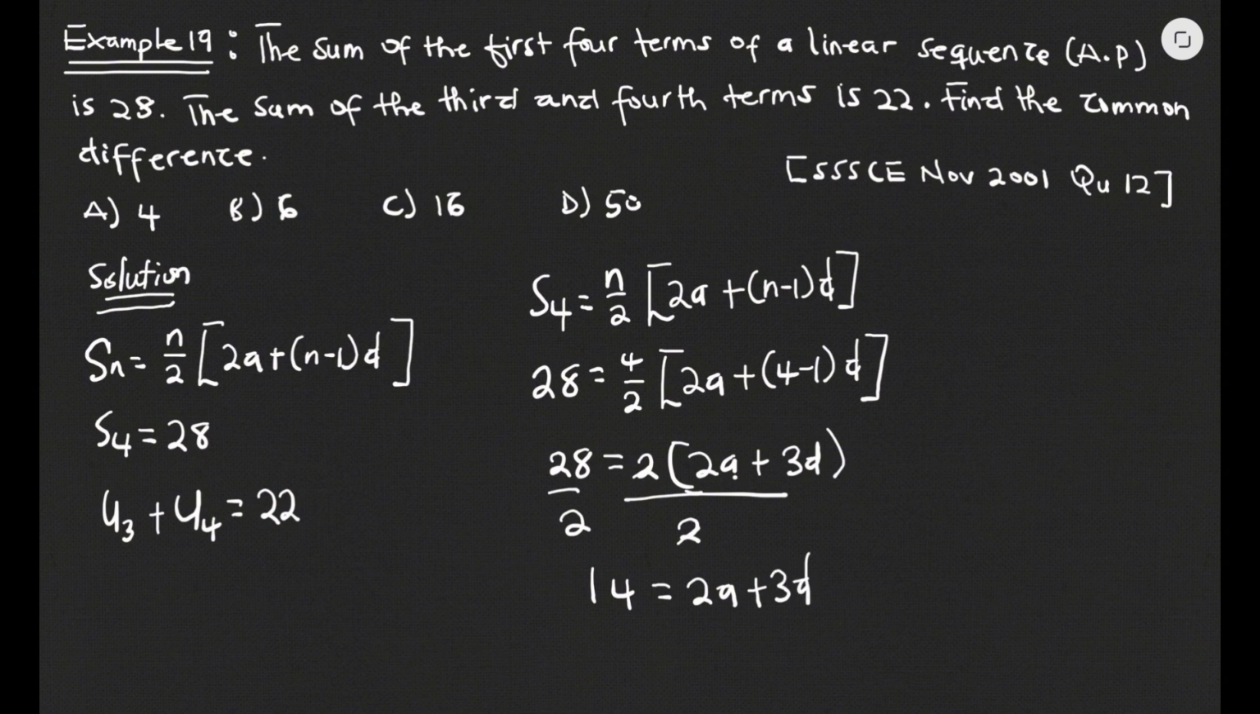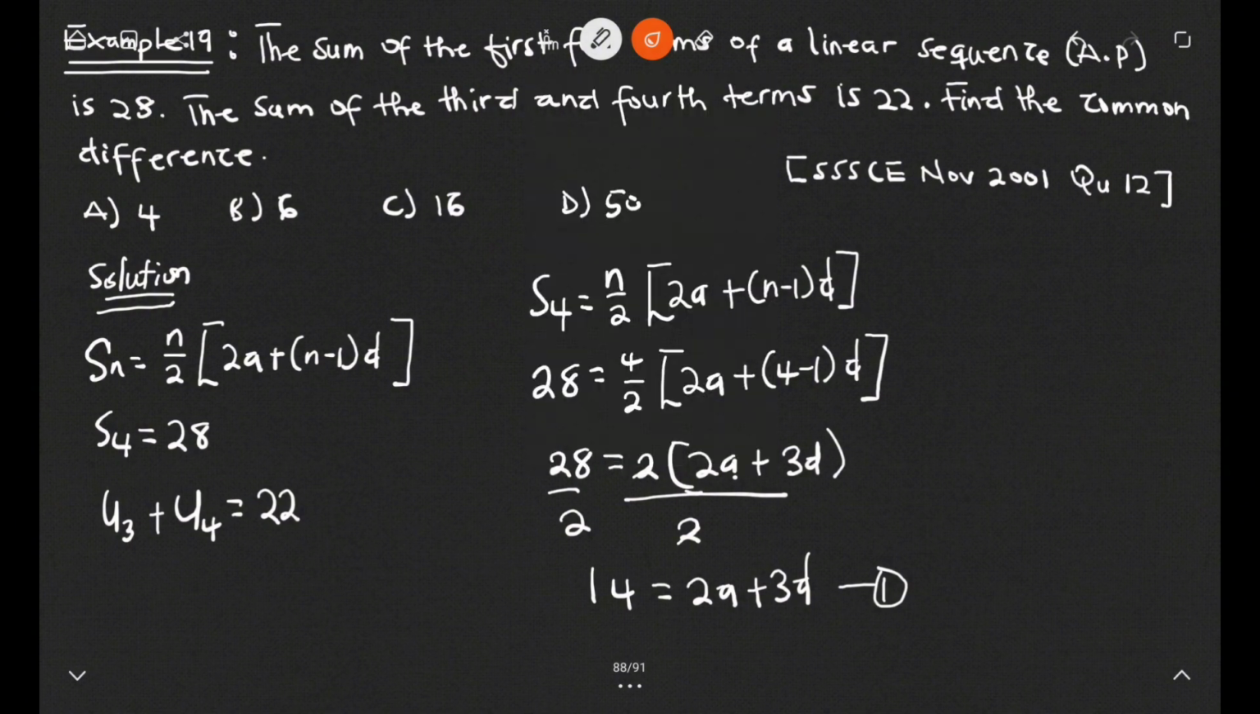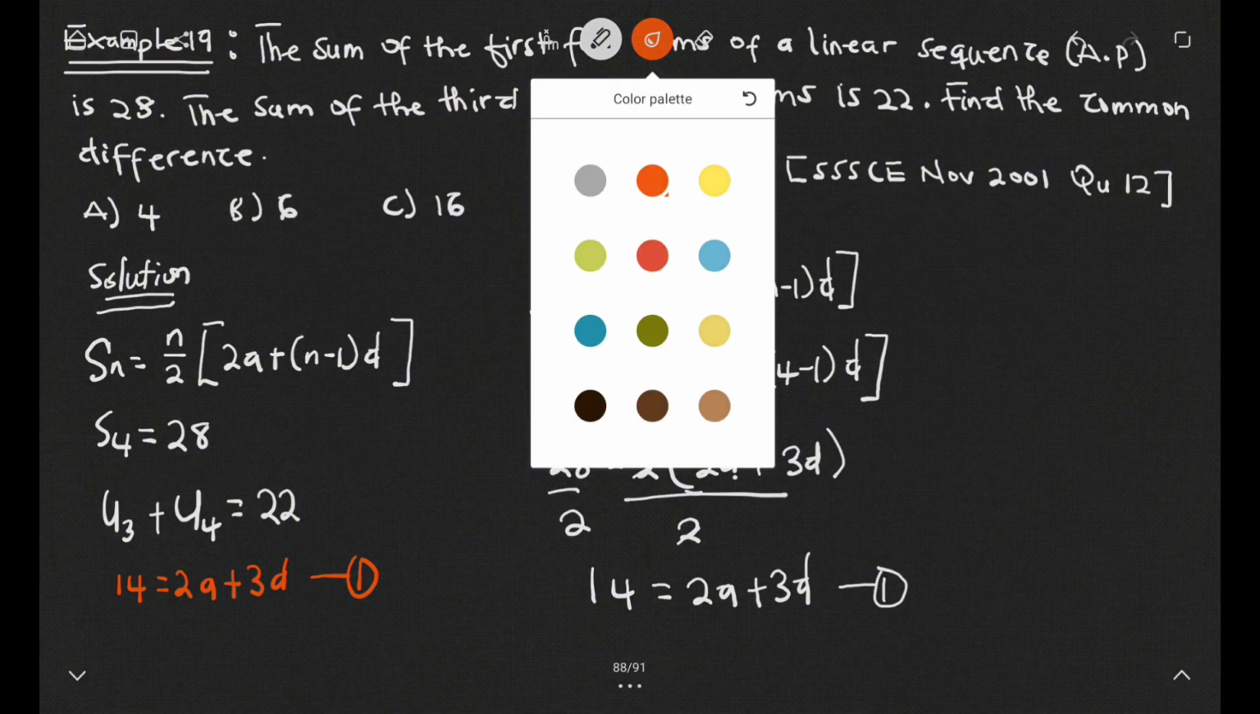Okay, so I'm going to name this as my equation 1. Let me write that over here. Let me use a different color to write that. So I have my first equation for the day: 14 is equal to 2a plus 3d. This is my equation 1. All right, so let's proceed to look at another one.